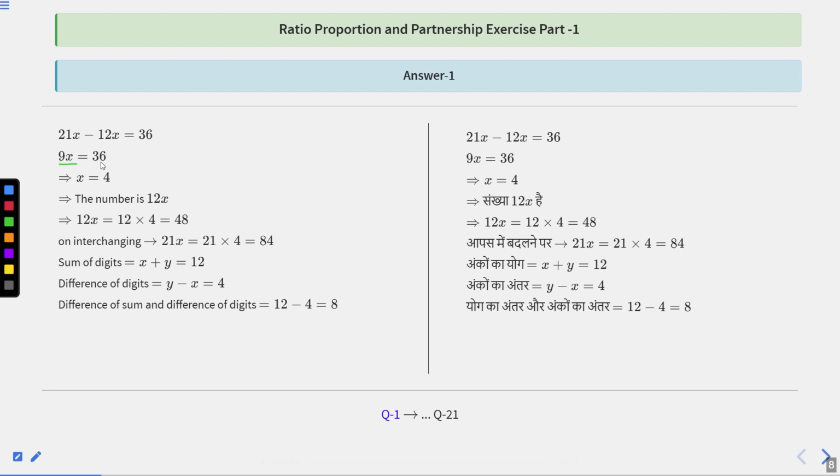So 9x equals 36, x equals 4. So the number is 12x. So we put the value of x, which is 4. When we multiply it, we get the number 48.